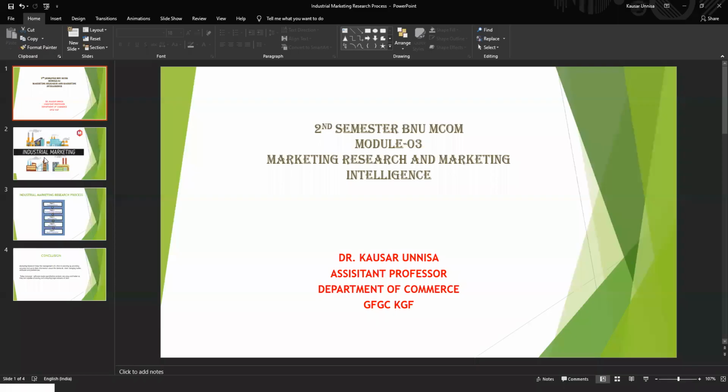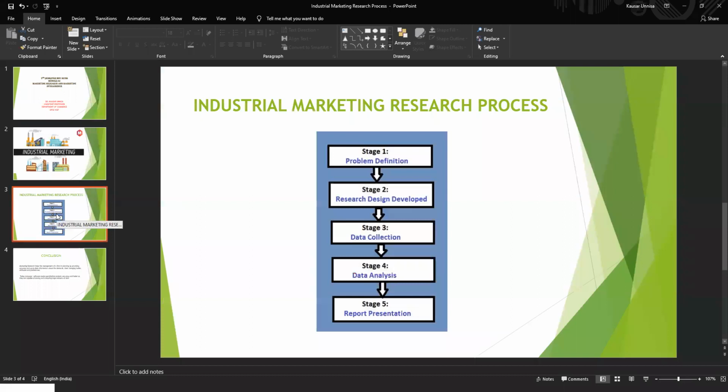So in the last session, we came across industrial marketing research, its scope and its importance. In this session, we will discuss the process of industrial marketing research. In the industrial marketing research process, we have 5 stages. We'll go one by one here.